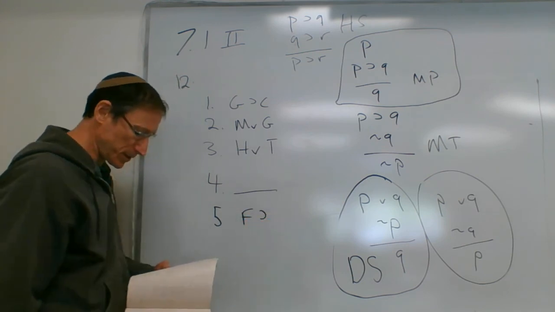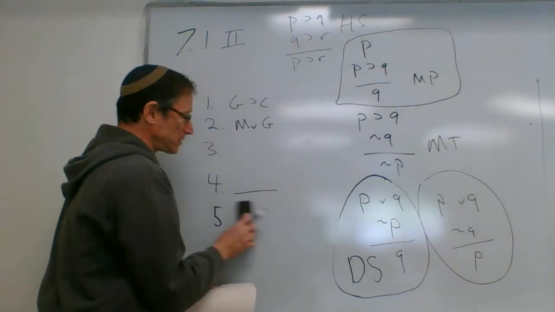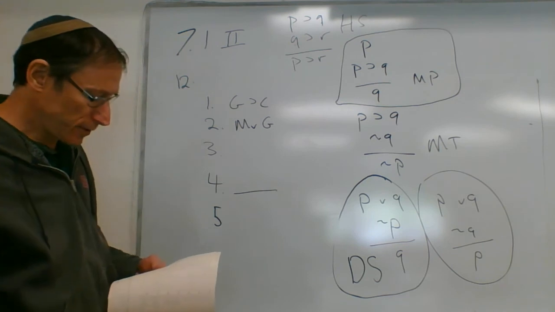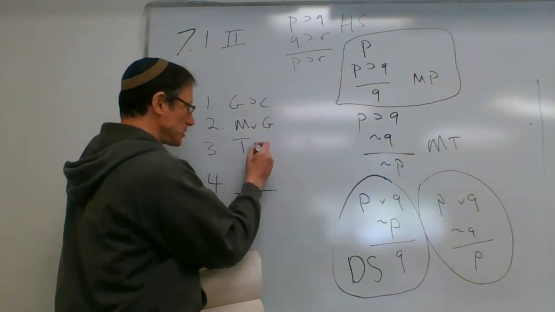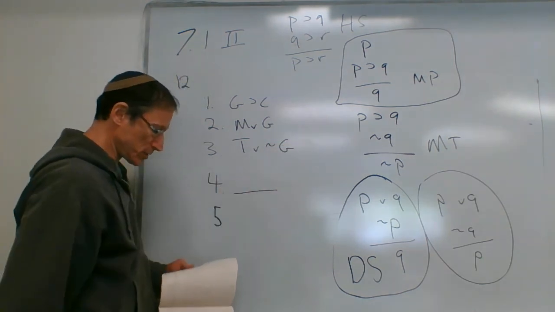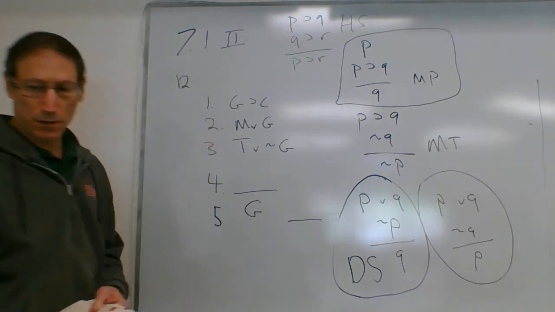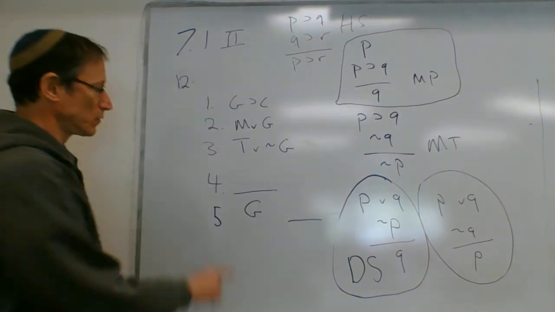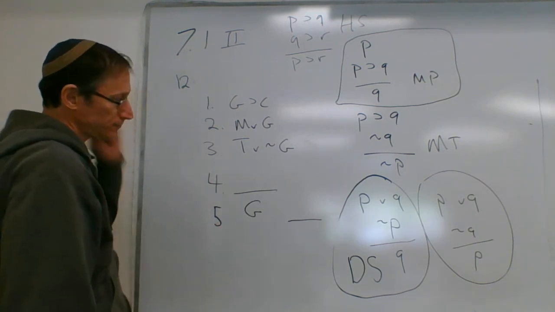I'm sorry, I messed up here. Sorry about this. We're doing number 12. We have G horseshoe C, M wedge G, T wedge not G. 4 is the thing that I'm trying to find, and we have G. What rule, using what formula over here, would I be able to get to G?